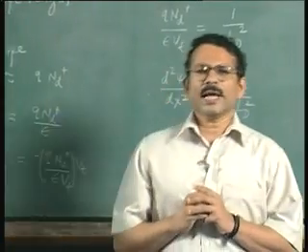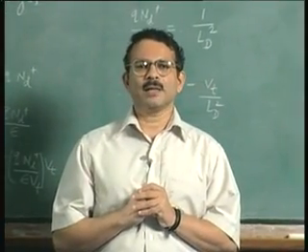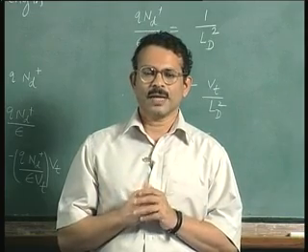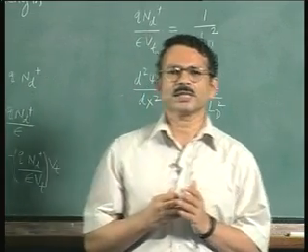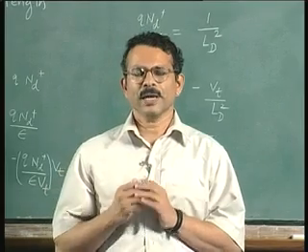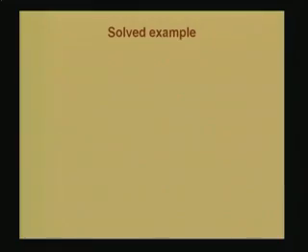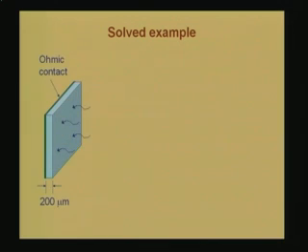Now we will take a simple example to illustrate some of the steps in the analysis of devices that we have discussed and how the approximations can be applied. Okay? So this example is as follows. You have a semiconductor which is terminated on an ohmic contact at one end, and the opposite surface is illuminated with light. The thickness of the semiconductor is 200 microns.